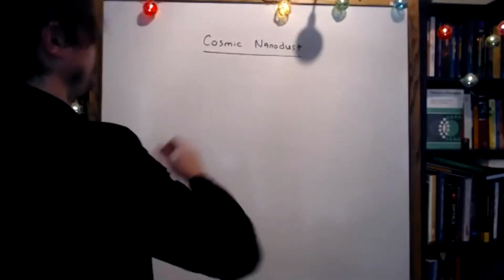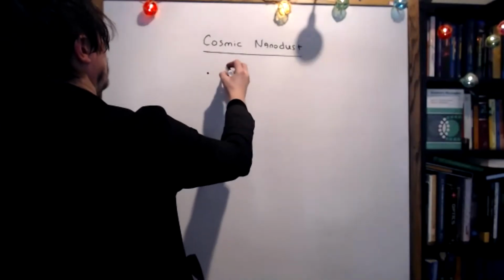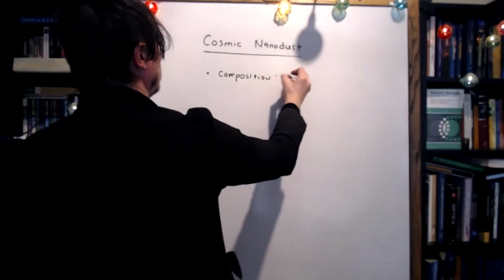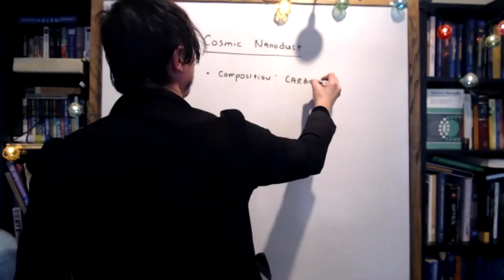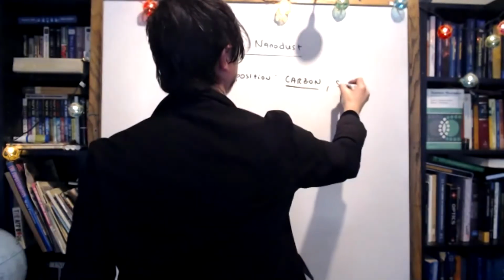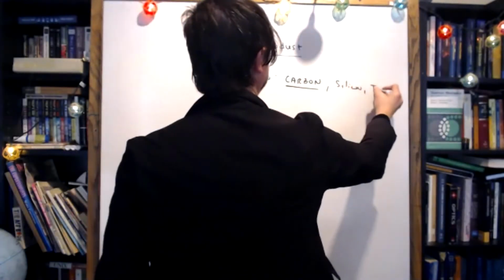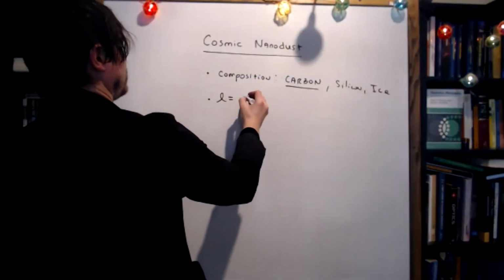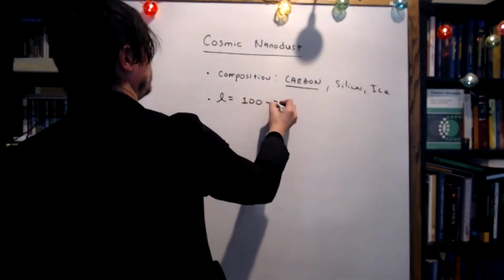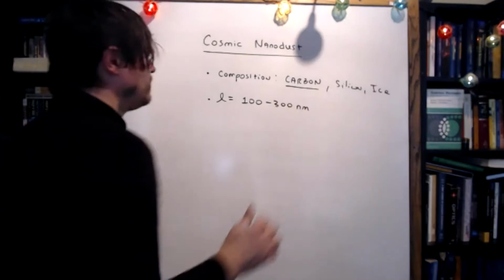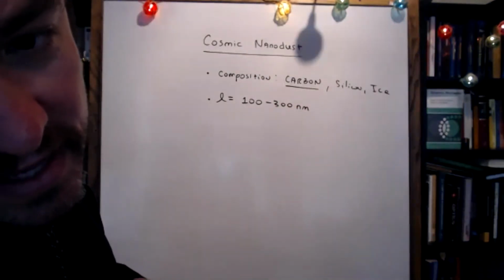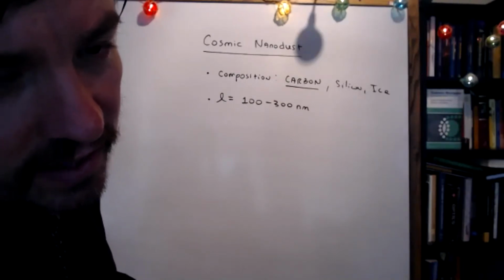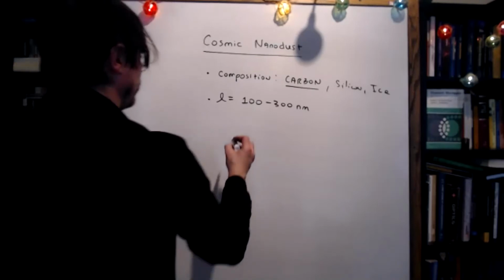Let's make a model. The composition is carbon primarily, sometimes silicon, sometimes ice. Usually the length is typically around 100 to 300 nanometers. The book reminds us that you cannot see something of that size. It's more like a particle of smoke than it is like a dust grain on your windowsill.